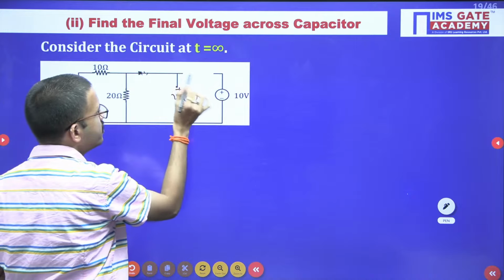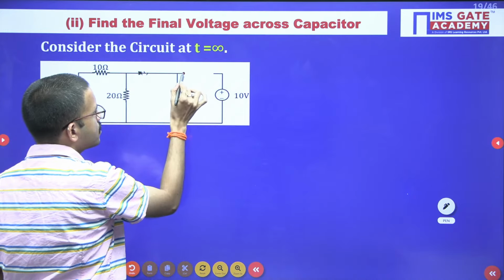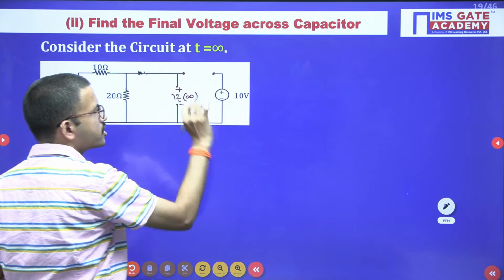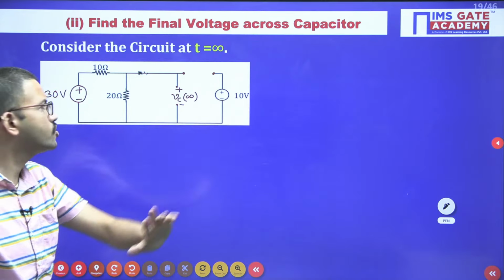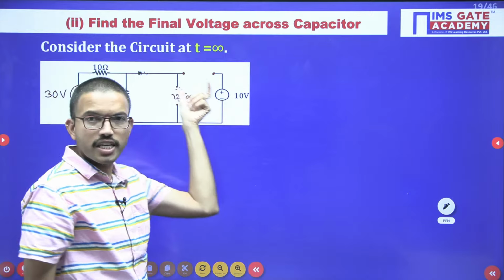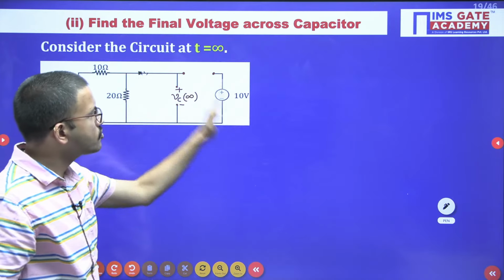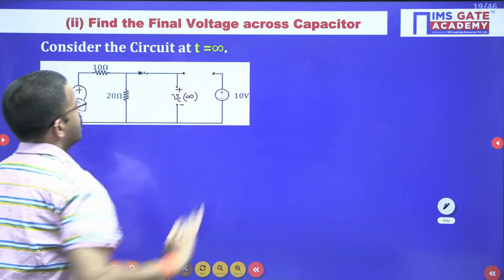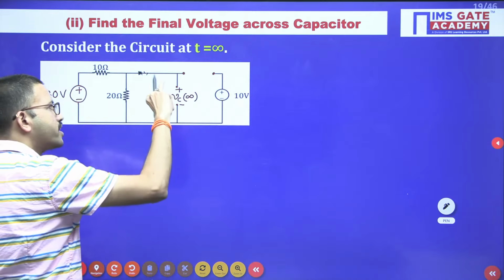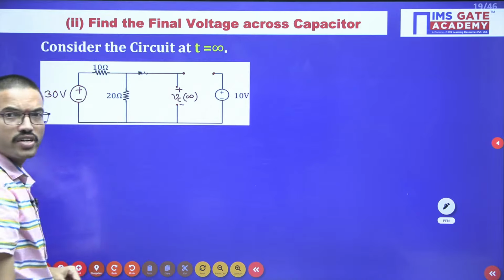There is no connection between this capacitor and this voltage source. It is open forever, from t equal to 0 instant onwards. So this voltage source, you can remove, because it is like open, right? Okay, we can ignore it. Now we have to find the voltage across this particular capacitor at t equal to infinity.